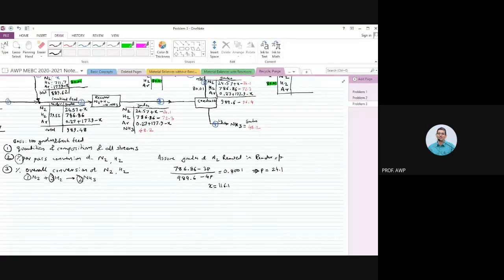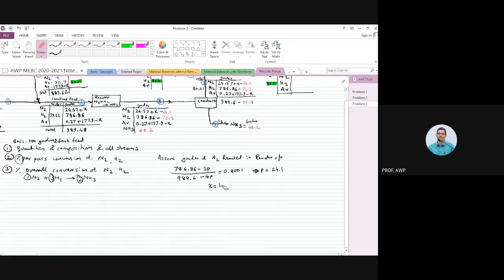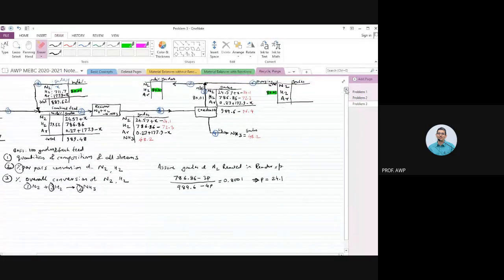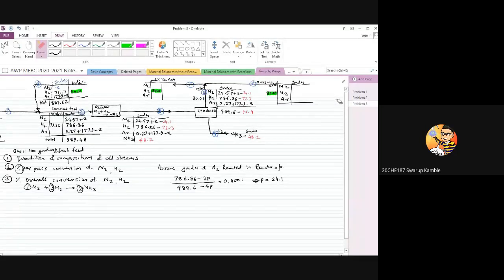Yeah, Nishan, just check your value. Maybe just round off error. Okay, sir. 102 seems to be correct. Anyway, can we go forward? Anybody has any doubts? 102.74. Yeah, 102 point something.